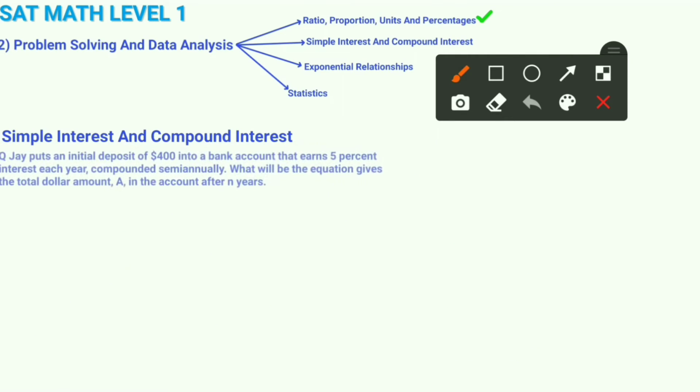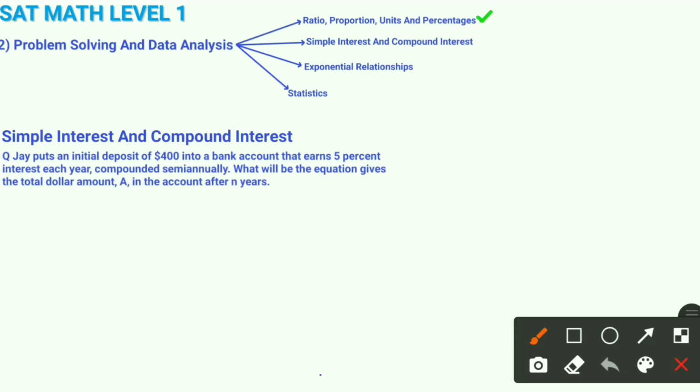Okay, another question. J puts an initial deposit of $400 into a bank account that earned 5% interest each year, compounded semi-annually. Semi-annually means after every 6 months, or maybe you can say 2 times in a year. Okay, what will be the equation? Give the total dollar amount A in the account after n years.